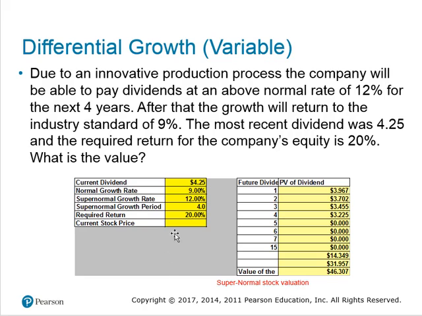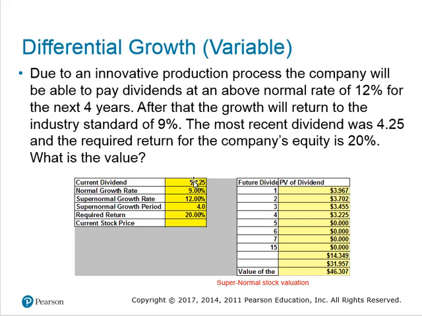It's a worksheet. And again, we have this product, right? It says it's going to be able to pay dividends at an above normal rate of 12% for the next 4 years. After that, the growth rate is going to go back to the industry standard of 9%. The most recent dividend was $4.25. Required return on this company's equity is 20%. What is the value?